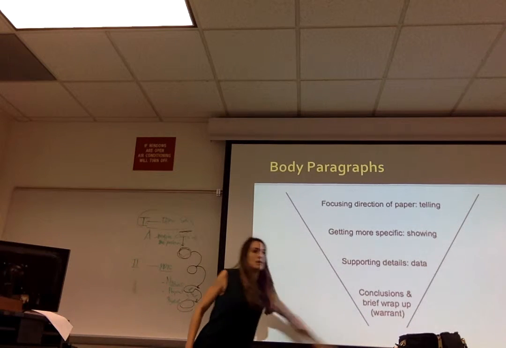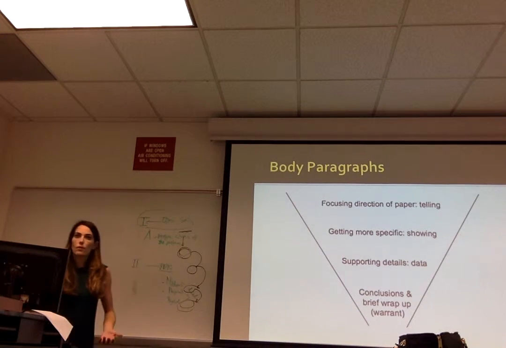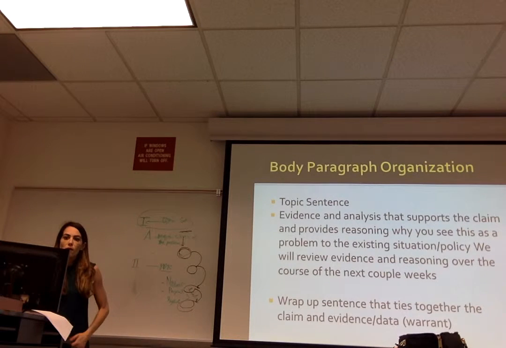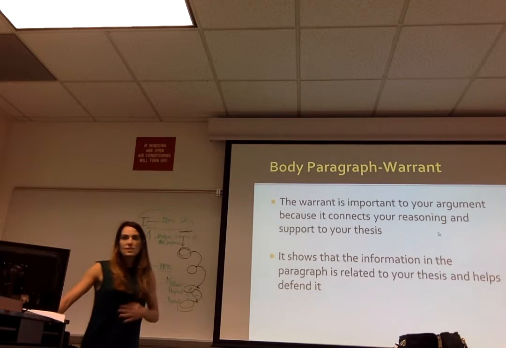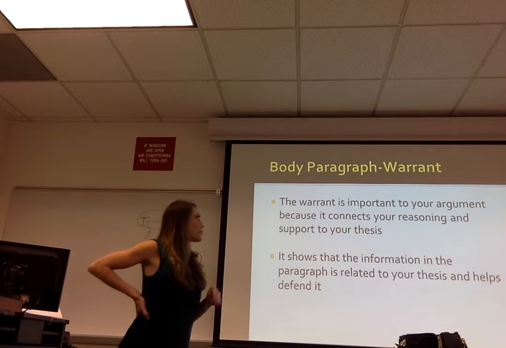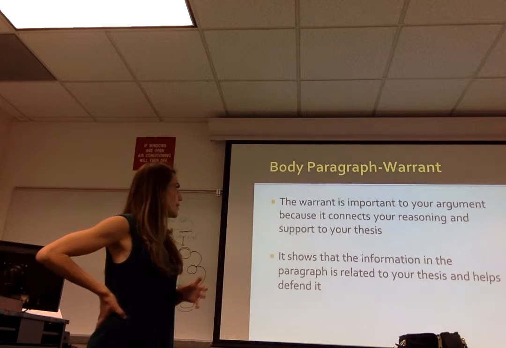The key here is going to be your warrant, and that's a new part that we're going to be getting into. But your body paragraph organization, just like it says and just like that structure was, you'll have a topic sentence, you'll have evidence and analysis that supports the claim you're making. The claim you're making is your topic sentence, and it provides reasoning as to why you see this problem existent to the situation or policy. So we'll review evidence and reasoning in the next couple weeks. And then there's this new thing called a warrant. A warrant is important to your argument because it connects your reasoning and it supports your thesis.